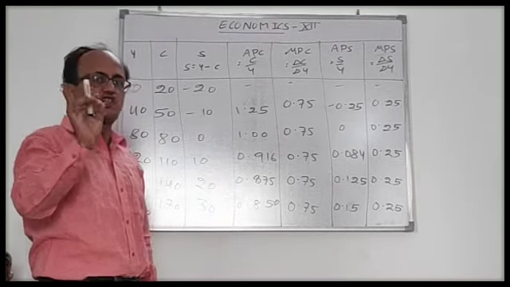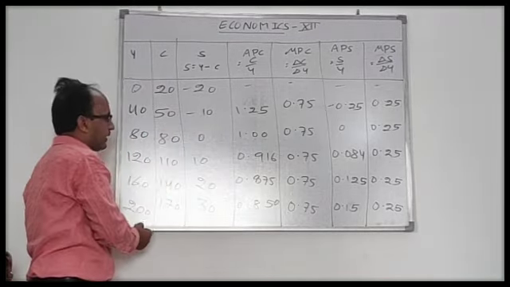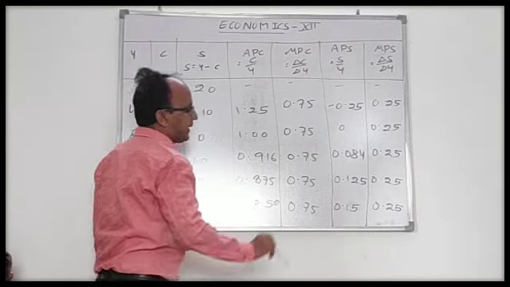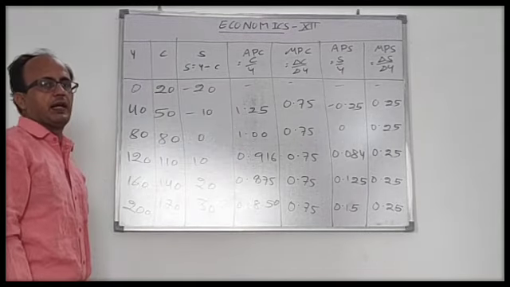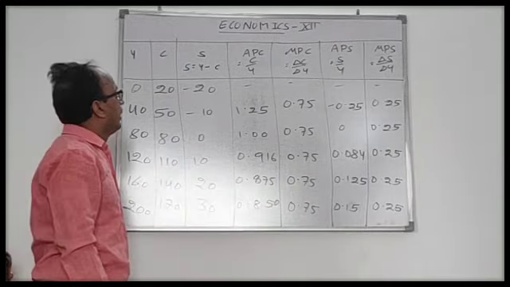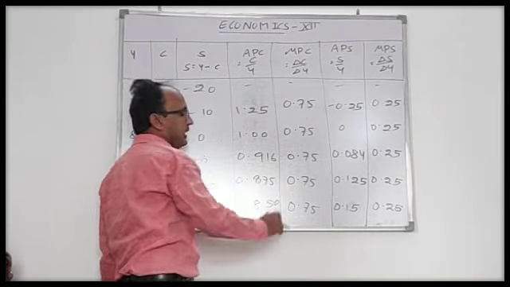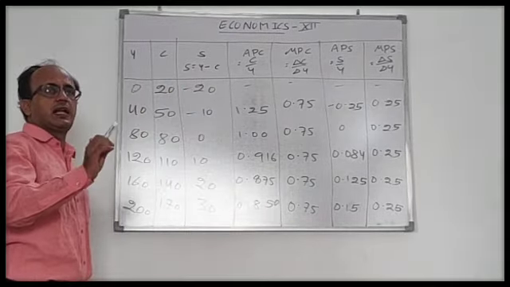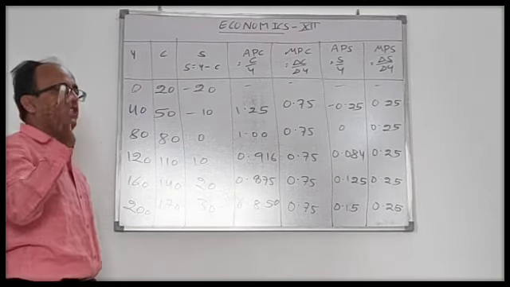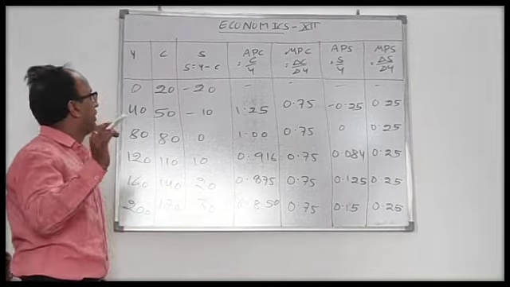और जैसे आपने इसका रिलेशन देखा था, as our income increases, APC will decrease. Income increase होने पर APC decrease होगा. Now we see MPC. How do you find MPC? Delta C upon delta Y. It means change in consumption upon change in income.